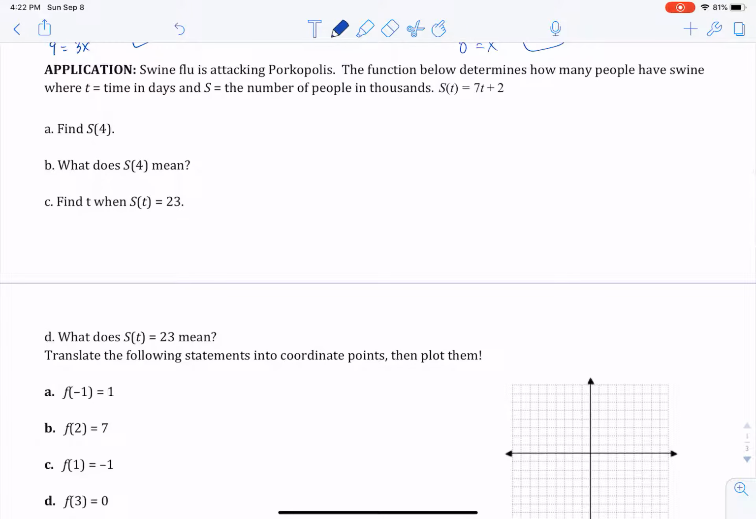Moving on. Here we have an application problem. Swine flu is attacking Porkopolis, and the function below determines how many people have swine flu, where t is time in days and s is the number of people in thousands.